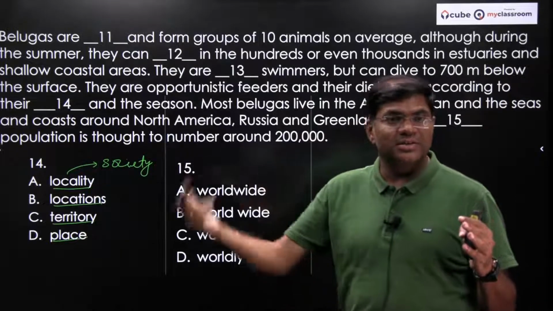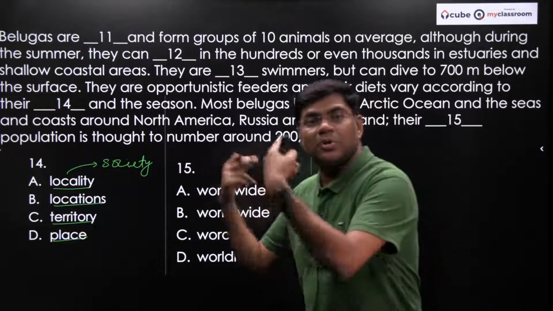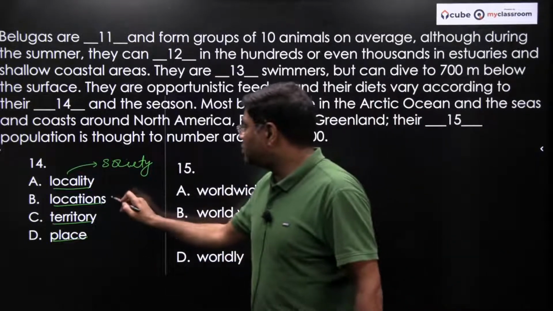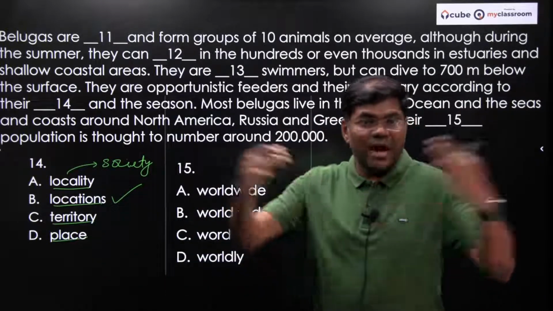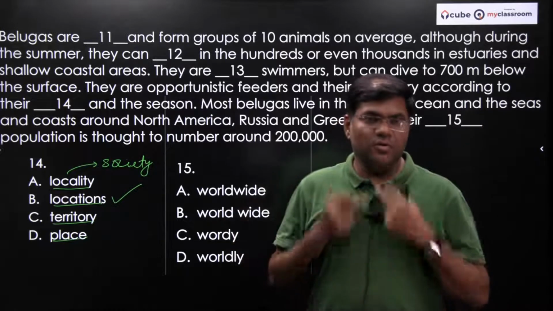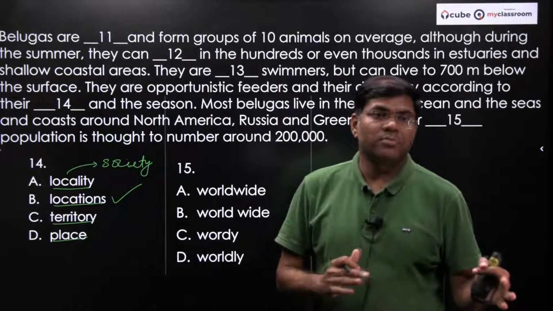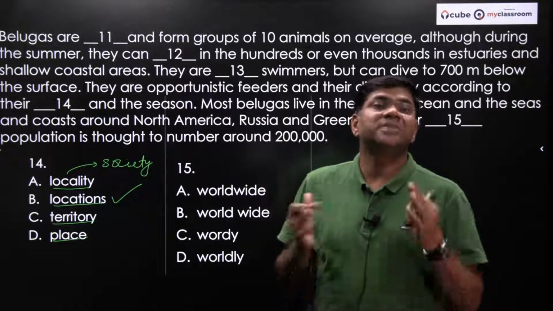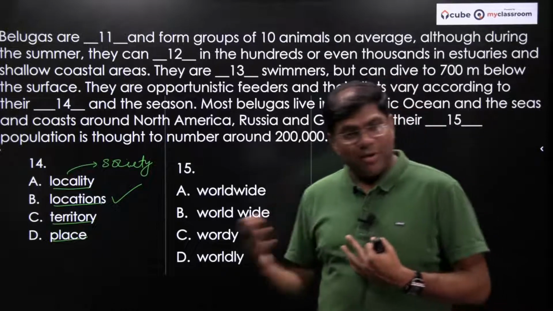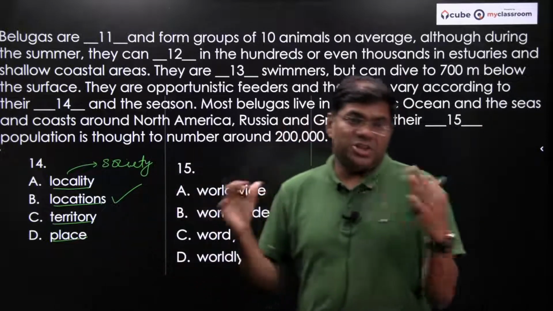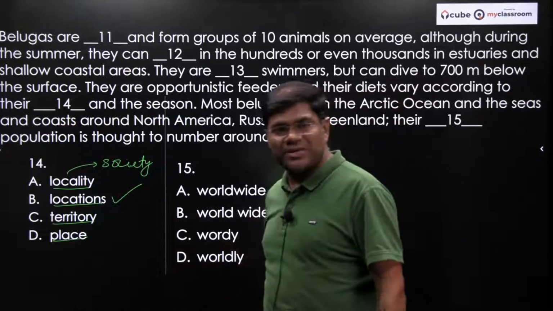Location is always changing, and because the belugas are swimming, then their location must be changing all the while, and therefore this is more a logical option than any other. Territorial is always possessive. This is my territory, it is fixed. For example, the Indian Army is on the border because it wants to safeguard the Indian territory. You own it, you possess it. But the belugas are moving, so how can they have territorial control over something? It's not the logical choice. The logical choice is locations.